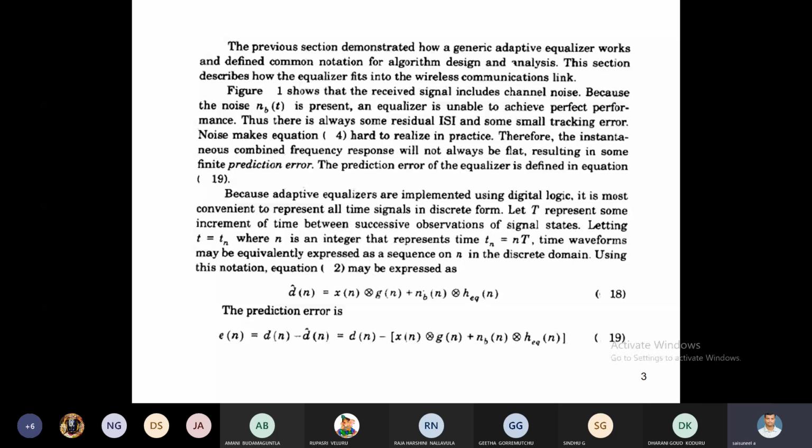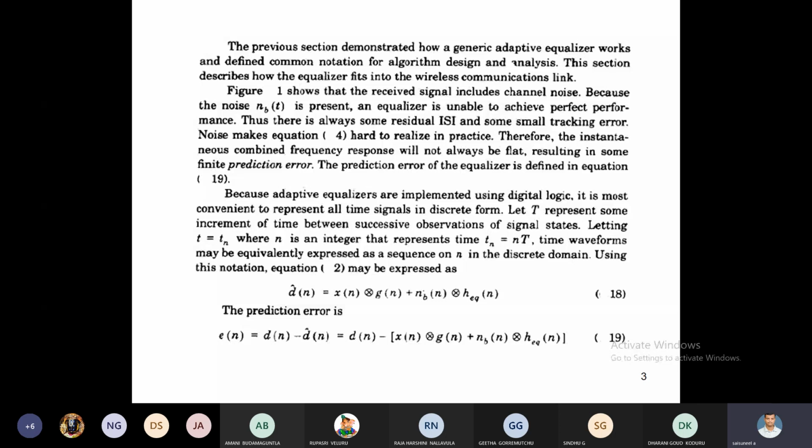Let capital T represent some time increment between successive observations of signal states. For example, suppose the pulse width is less than 1 millisecond or greater than 1 millisecond. We have to change the timing values, whether increment or decrement, whatever it may be. That is the representation of capital T.